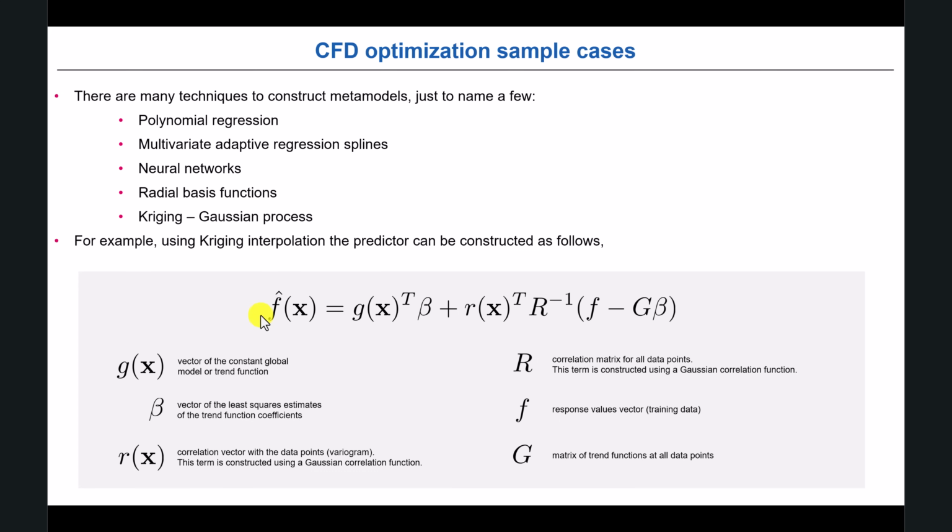So you can use polynomial regression, splines, neural networks, radial basis functions, and then Kriging interpolation, which is my favorite one. Then also my favorite one would be gradient boosting using XGBoost. And I would like to make a difference here later. Also, we're going to address that.